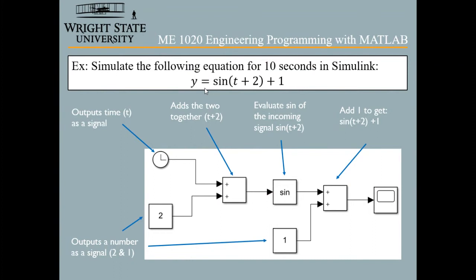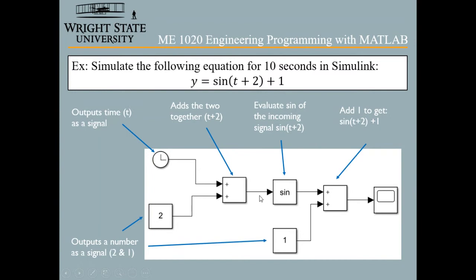So working backwards, I know I need to create t plus 2. And so for those things, I need their component parts, their constituent parts. And so I'm going to need to build t plus 2 first. The way I do that is I grab t and I grab a constant for 2, and I put those into an addition block. And so the output of this is t plus 2.